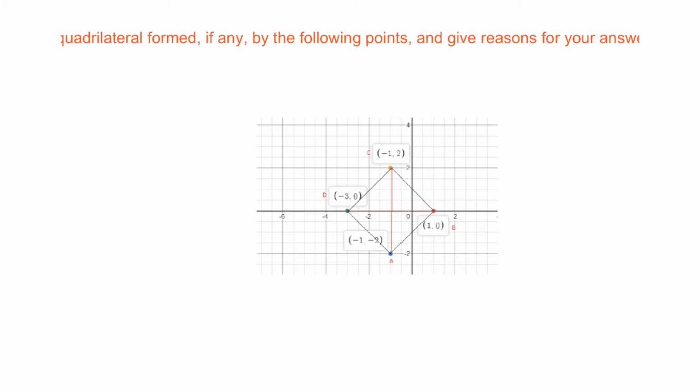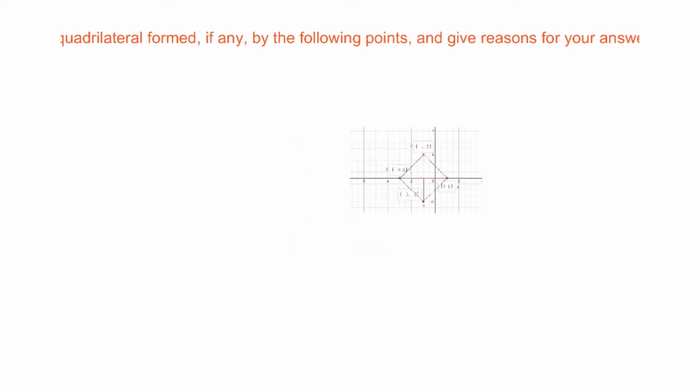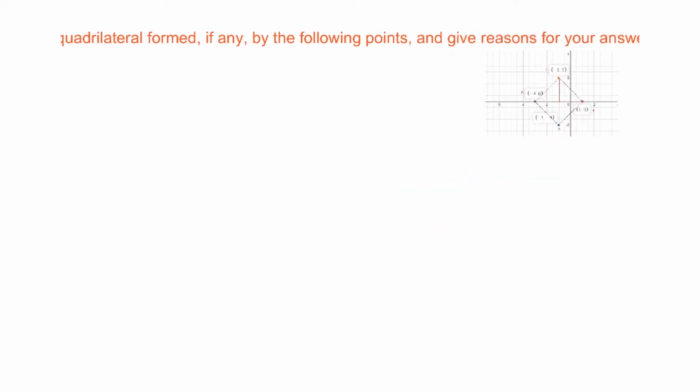So this is looking like a square. Still, we have to find out using the distance between 2 points formula. We need to find the lengths of all 4 sides of the quadrilateral and the lengths of the diagonals. Then, based on that, we can decide which type of quadrilateral this is. Let us find using the distance formula: square root of (x2 minus x1) whole square plus (y2 minus y1) whole square.